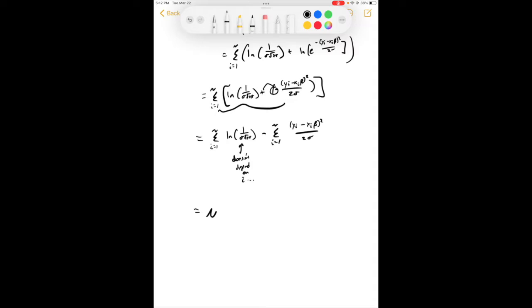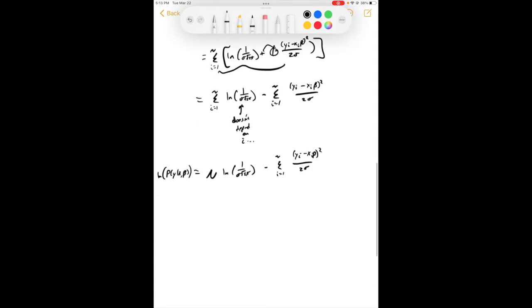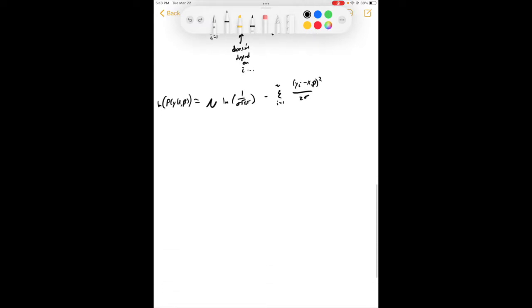So it's really just going to end up being n times the natural log of 1 over sigma times the square root of 2 pi. And this is all equal to, remember, the natural log of the probability of y given x and beta. Now this we can work with in the first derivative. Back when we had a product, we'd have had to use the product rule however many times, and that would have gotten really complicated, but we don't have to do that now because everything is a sum.